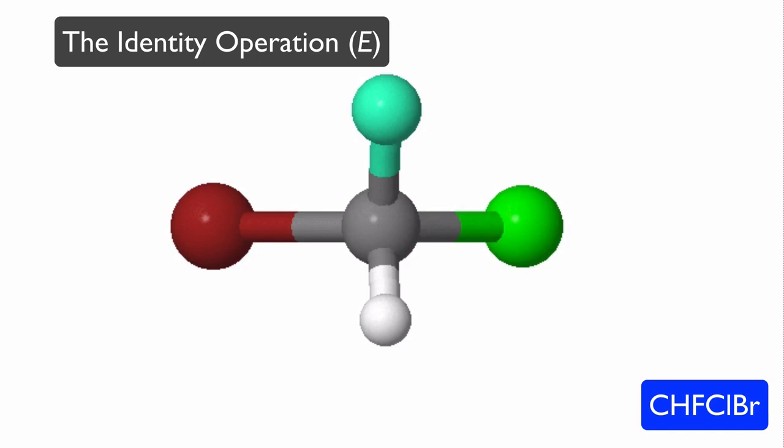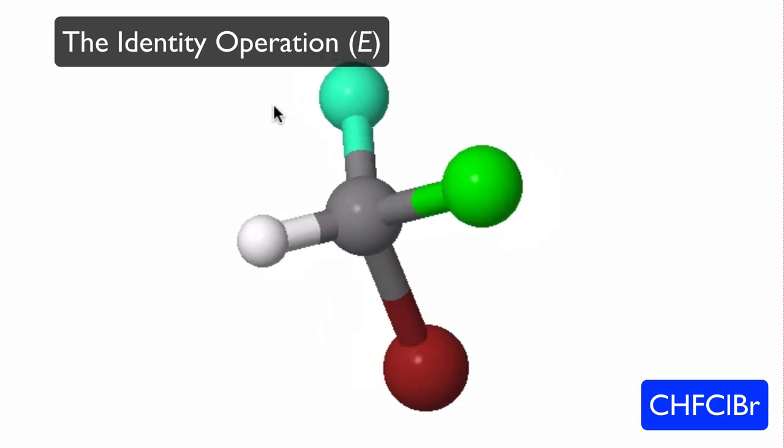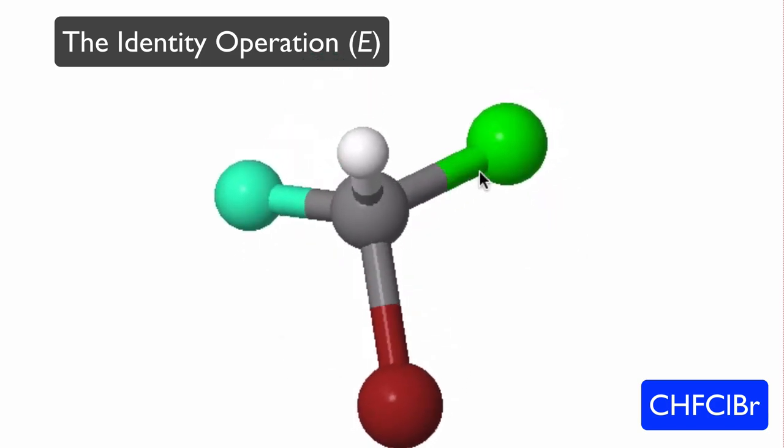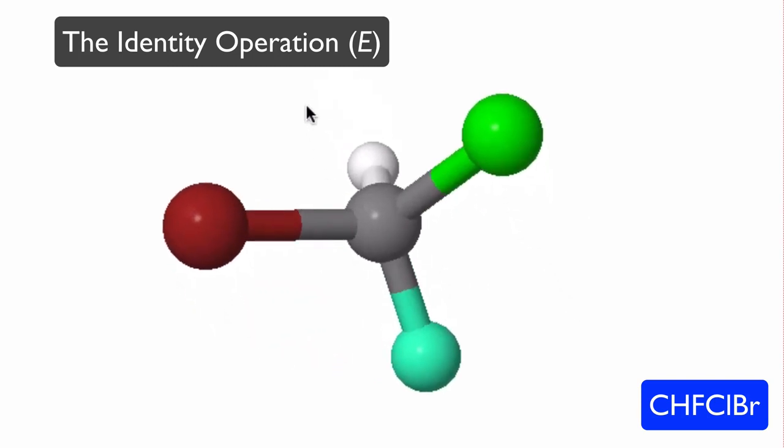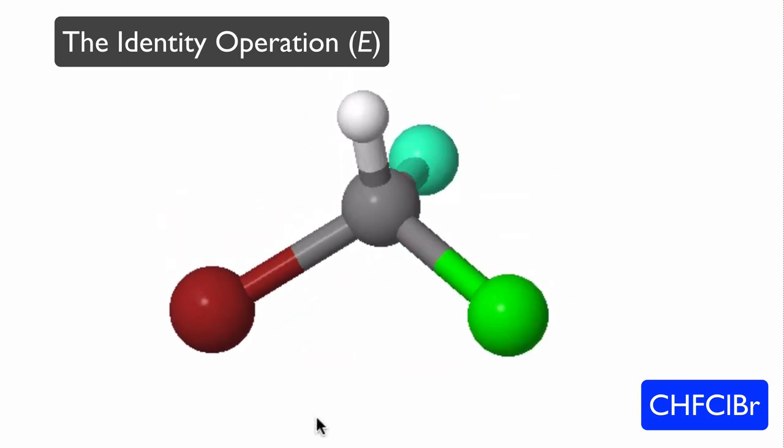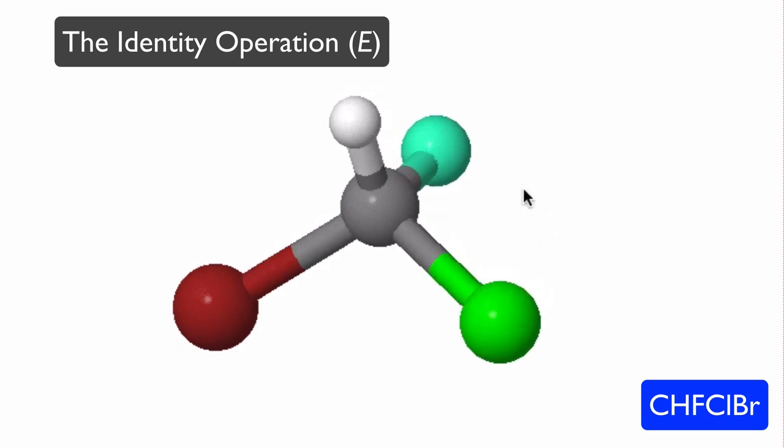It might seem a bit silly, but some molecules, like this one here, don't have any other symmetry elements. There's no reflection plane, there's no rotation axis. They're very low symmetry objects, and if we didn't have the identity operation, well, then we wouldn't be able to place them in a category to distinguish them from other molecules.